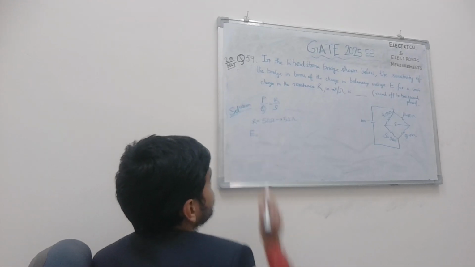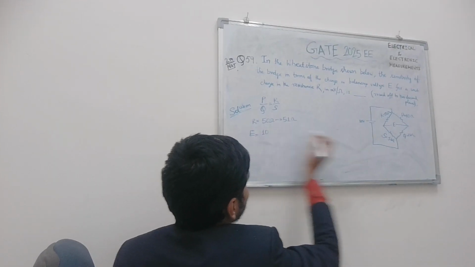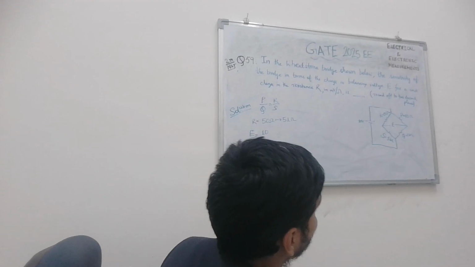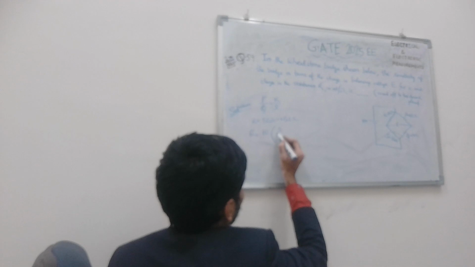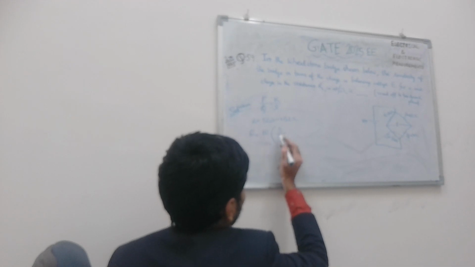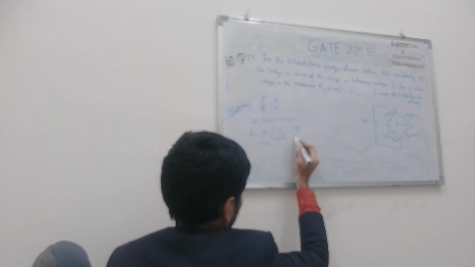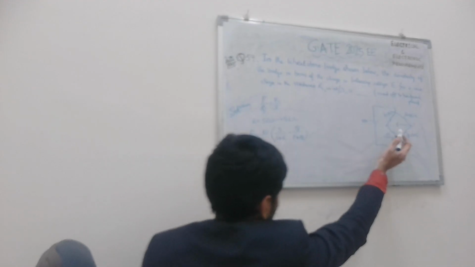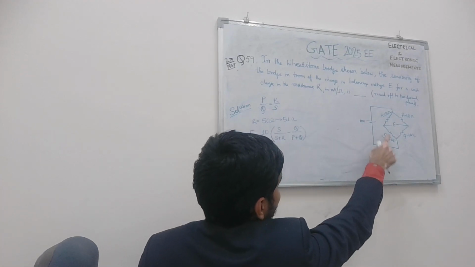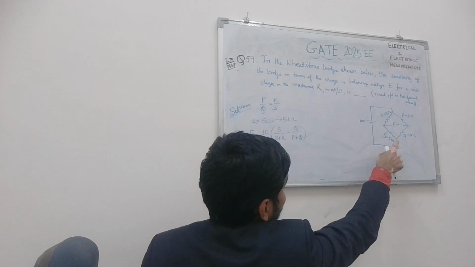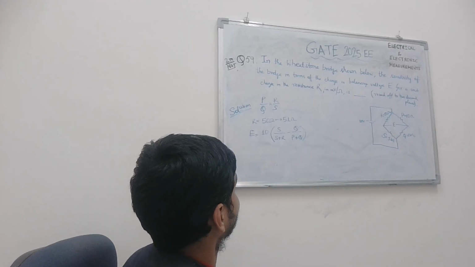All other resistances remaining unchanged, the balancing voltage E is a simple voltage divider, that is S by S plus R minus Q by Q plus P. The differential voltage will be nothing but the resistance S divided by S plus R and the resistance Q divided by Q plus P.